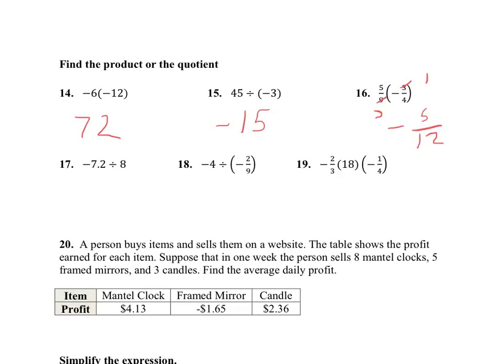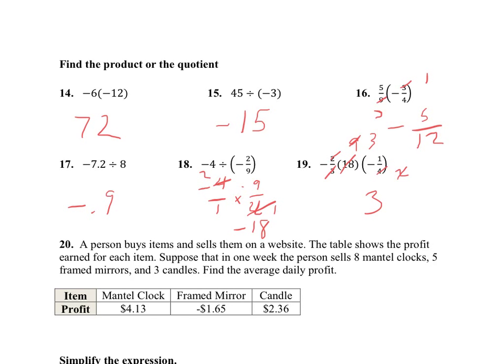Negative 7.2 divided by 8 should be negative 0.9. Oh, division of a fraction, so I have negative 4 over 1 times negative 9 over 2. 2 cancels, becomes a 1, that becomes a 2, so I should end up with negative 18. And over here, oh boy, 2 cancels that to make that a 2. 18 goes into that, so that's a 9. And that makes that, so I should just end up with 3, I believe.